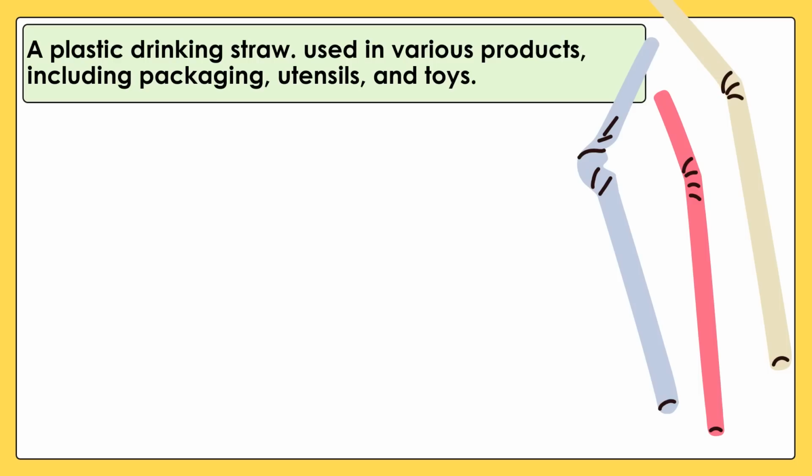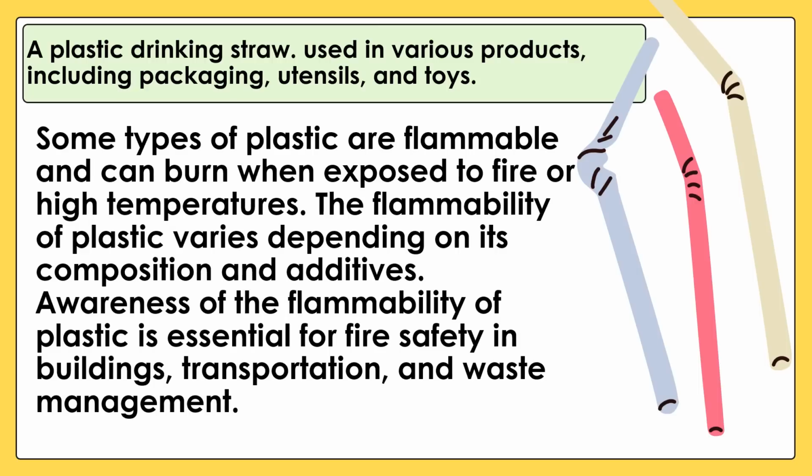A plastic drinking straw used in various products, including packaging, utensils, and toys. Some types of plastic are flammable and can burn when exposed to fire or high temperatures. The flammability of plastic varies depending on its composition and additives. Awareness of the flammability of plastic is essential for fire safety in buildings, transportation, and waste management.